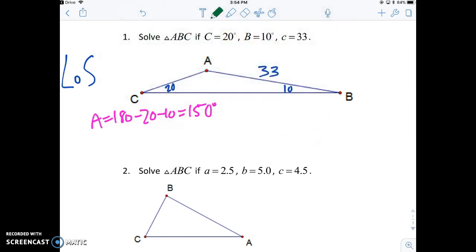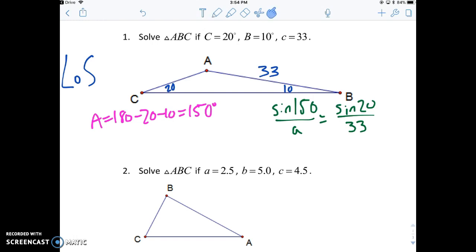For example, if we wanted to find side A, we would do sine of angle A, which is 150, over side A equals, and since the only side and angle pair we have is C, we're going to use sine of angle C over side C. We can solve this for A, and once we do, we'll get an answer, and I will come back to that in a little bit.